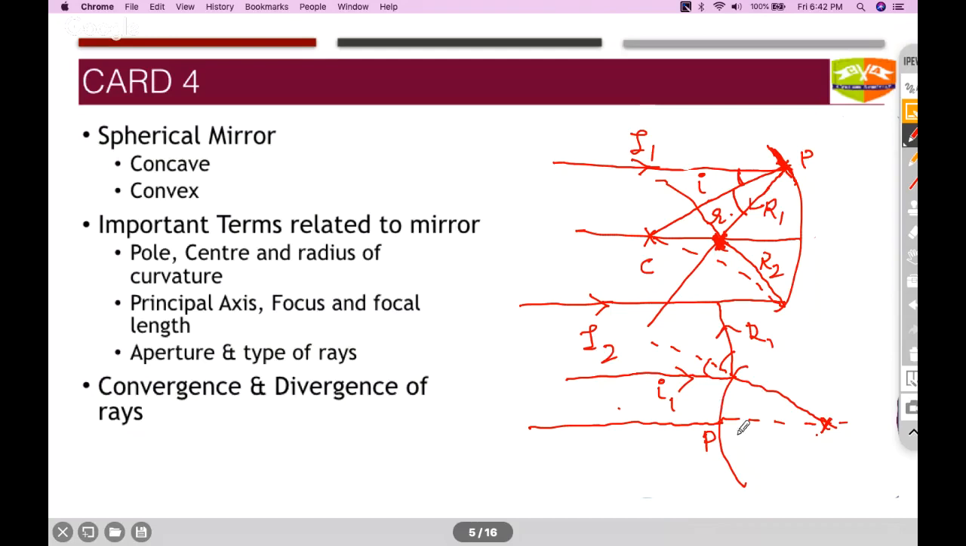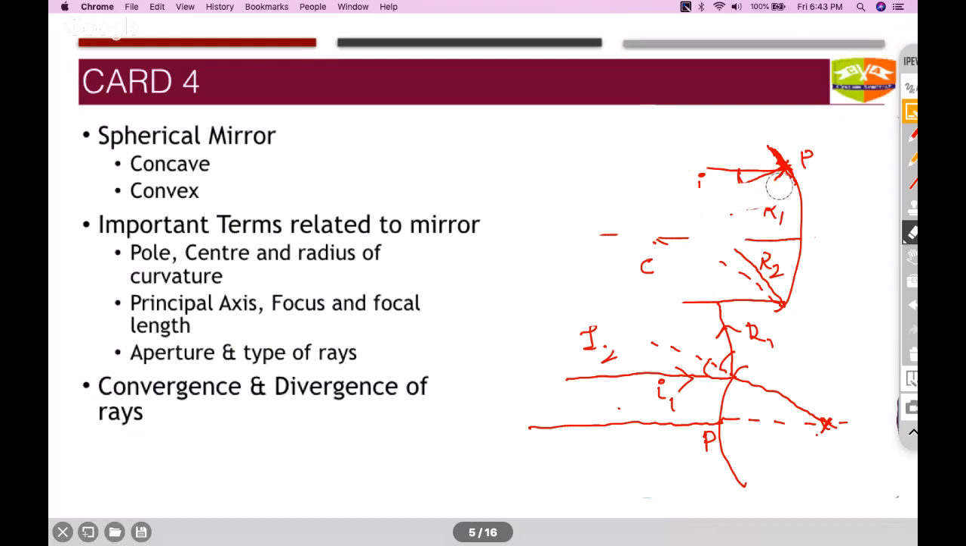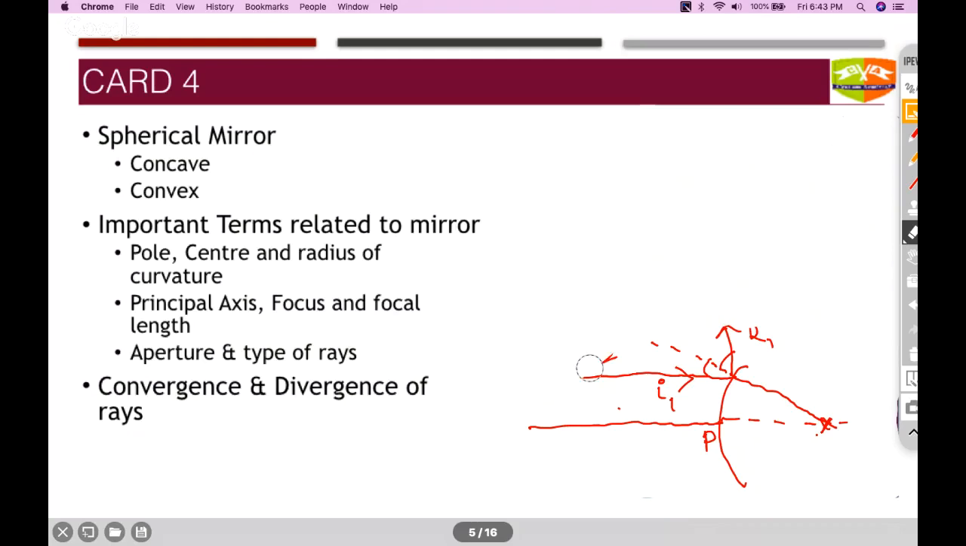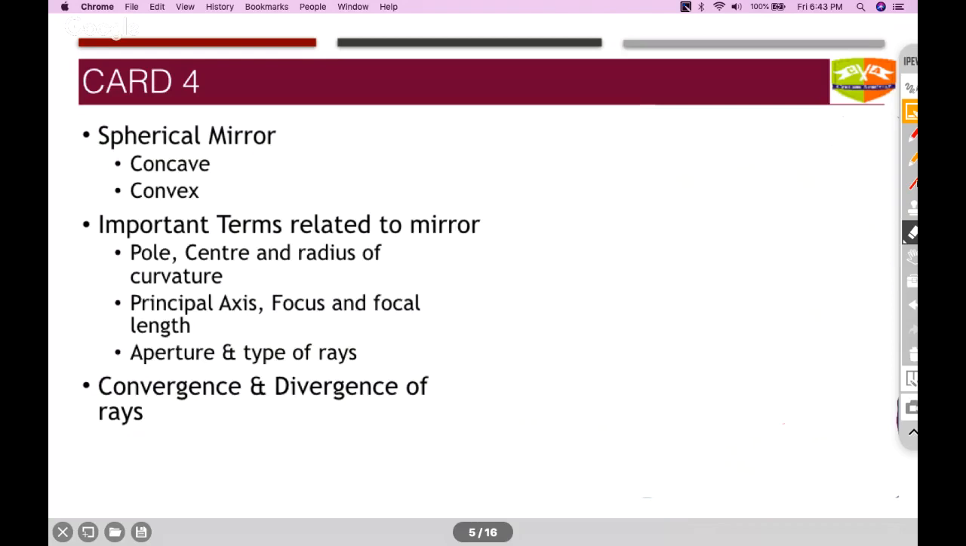So due to the shape of these two kinds of mirror and the polishing on different side, one type of mirror which is concave converts into converging mirror, and the other type which is convex converts into diverging mirror. So I hope you understand this concept, and if the nature of this mirror is asked and how it is converging and diverging, you can draw these kind of diagrams and easily get marks in your examination. Now let me move to the next slide.